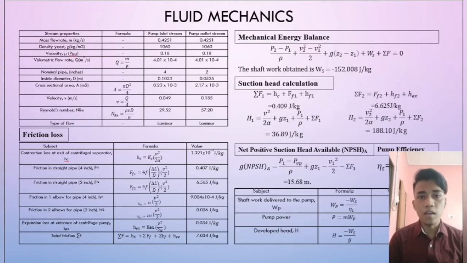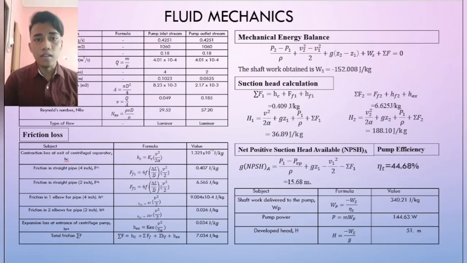filtration by calculating each section, like the contraction loss at the exit of centrifugal separation, and we get 1.321 multiplied by 10 to the power negative 3 joule per kilogram. We added all sections in the table to get the total friction loss and get 7.034 joule per kilogram. Then we continue to obtain the shaft work by using the mechanical energy balance shown on the slide, which we get negative 152.008 joule per kilogram.